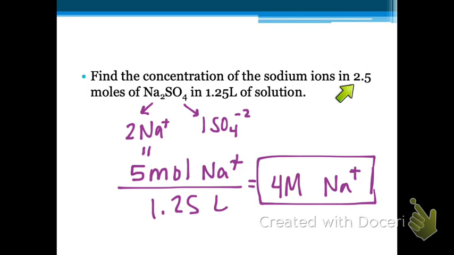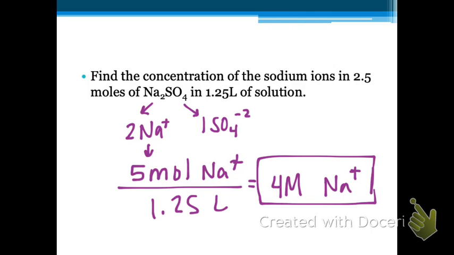I said if we started with 2.5 moles of the whole thing, based on this 2 right here, that tells me I have twice as many sodium ions as I do total molecules, right? Because for every molecule, there's 2 sodiums, right? So I've got twice as many sodium atoms as I do full molecules. Does that make sense? And then once I found out I had 5 moles total, then I could take that divided by my total volume. So you don't need to find like a ratio for this one.